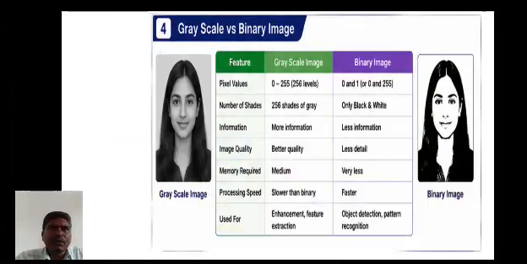Grayscale images require slightly more memory than binary images. So these are some basic differences. In computer vision, grayscale images are generally used for image enhancement and feature extraction, while binary images are mainly used for object detection, pattern recognition, and text recognition. So although both image types are useful, they are designed for different purposes.